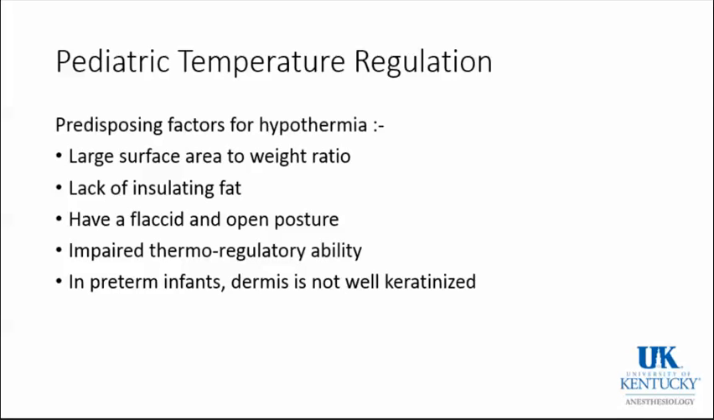They have a flaccid, open posture versus we adults. When we get cold, we just curl up, cuddle up, and conserve that heat. Children don't do that. They also have an impaired thermoregulatory ability just because they're still growing and maturing. And in preterm infants, the dermis is really not well keratinized, hence the skin is really thin. They lose heat quicker.